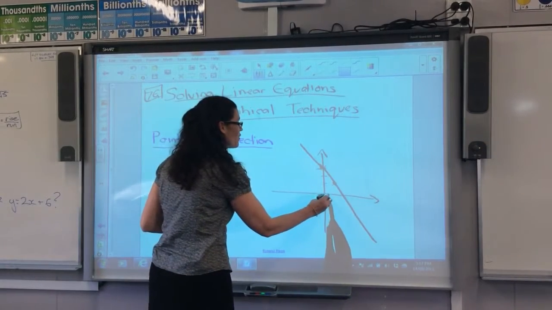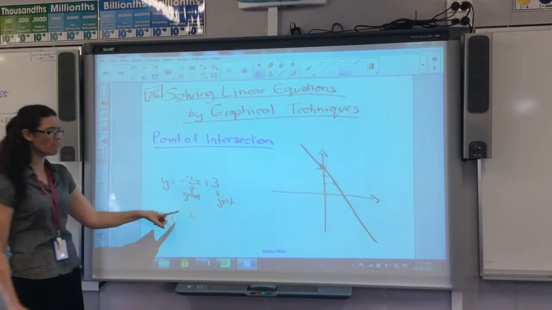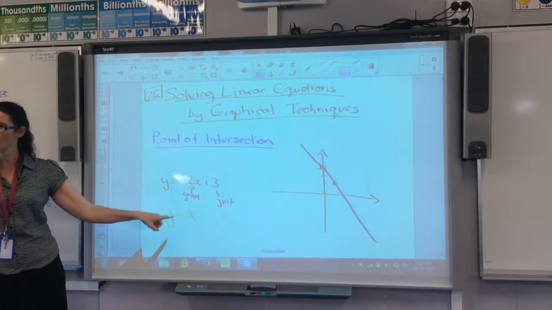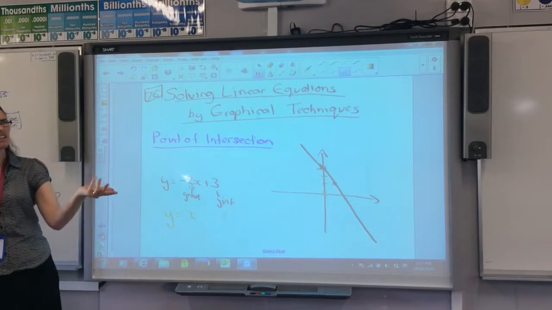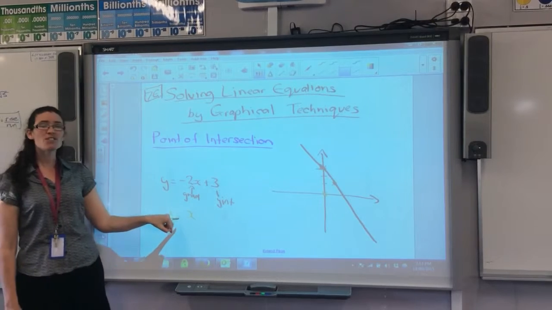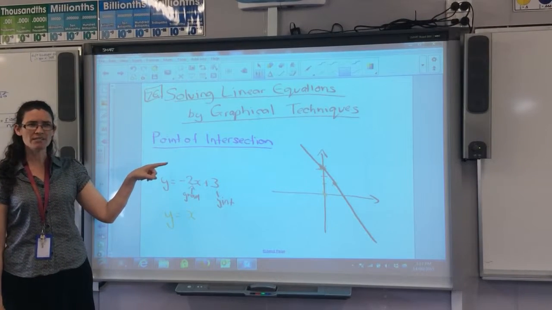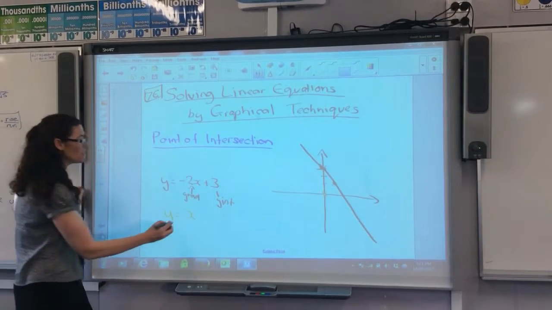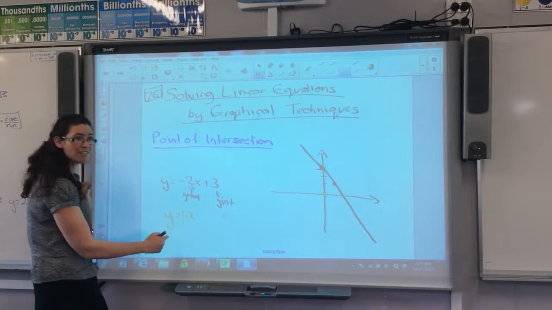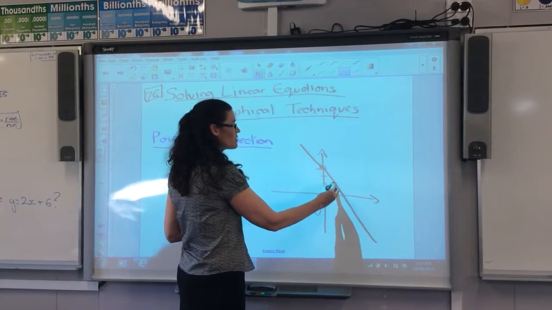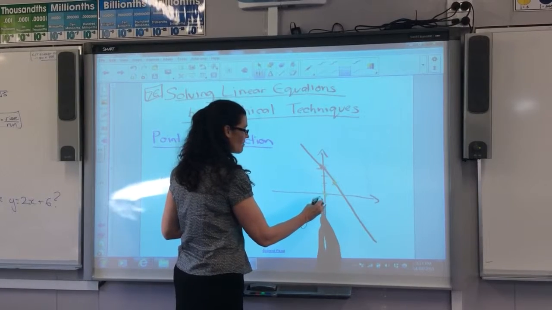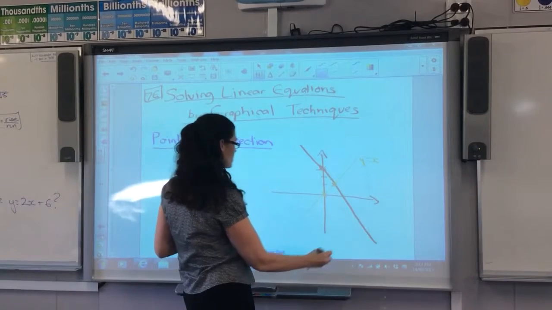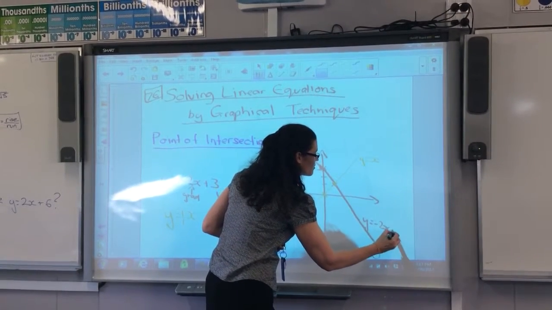Is everyone happy where they got that from? Because there was nothing added on. What's my gradient? There's no number here, so it's a 1. It's an invisible 1. So I know that I have to go up 1, but how far do I go across? 1, because it's an invisible 1 on 1. So I'm going up 1, across 1, and now I can draw my line. They intersect. What does that mean, Liz? This one was y equals x, and this one was y equals minus 2x plus 3.